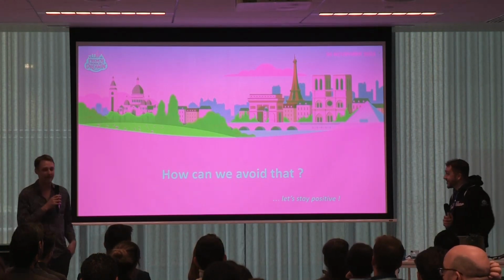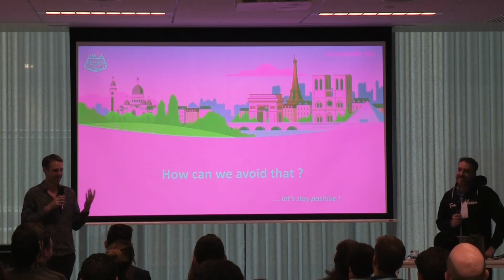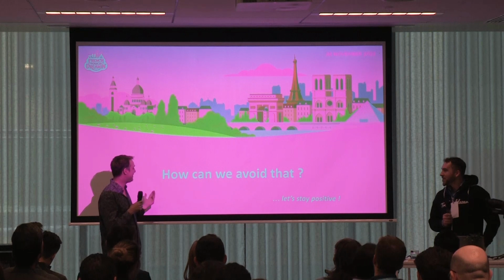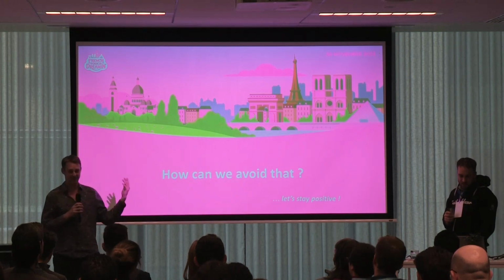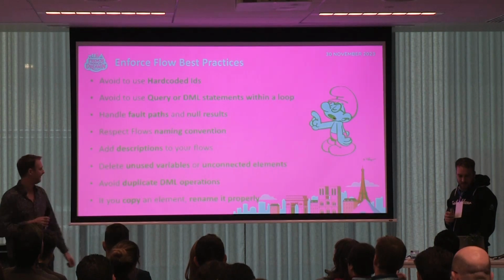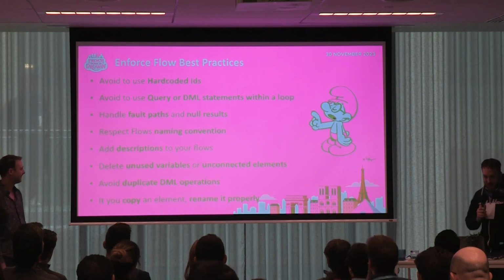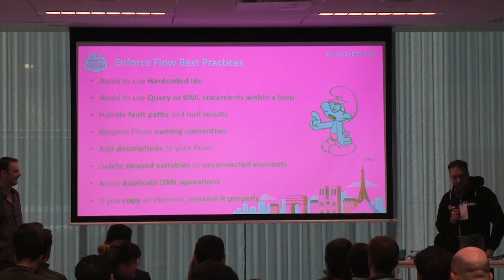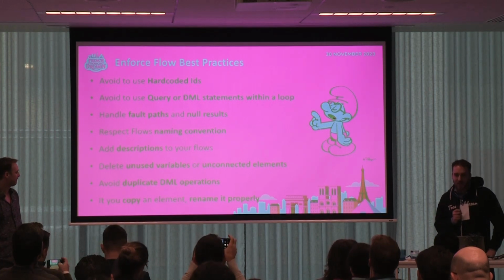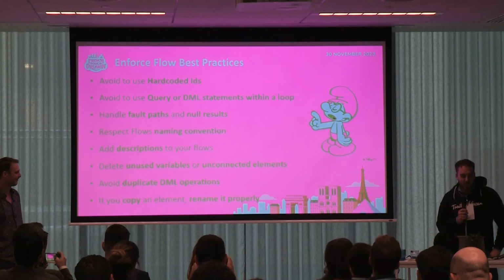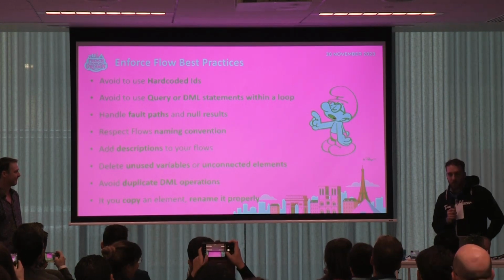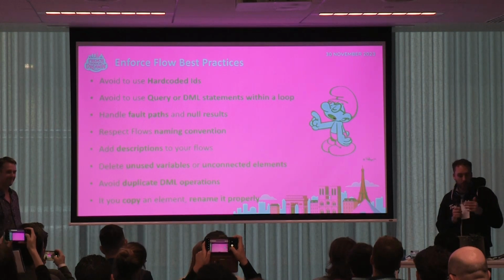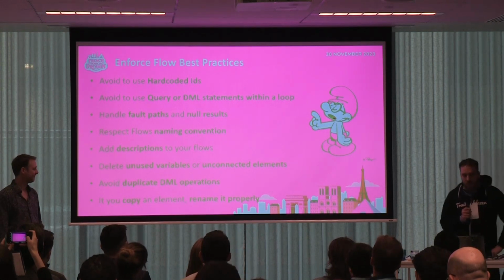Okay, so very dark painting, but we like to stay positive in the Trailblazer ecosystem. So let's see. How can we avoid such situations in the future? Yeah, so we listed here some best practices. For example, we talked about it, avoid hard-coded IDs, don't do DML operations or queries in a loop, use fault paths. When you query for a record, you have to be sure that this record exists, otherwise you need a fault path. Naming convention, description in flows.